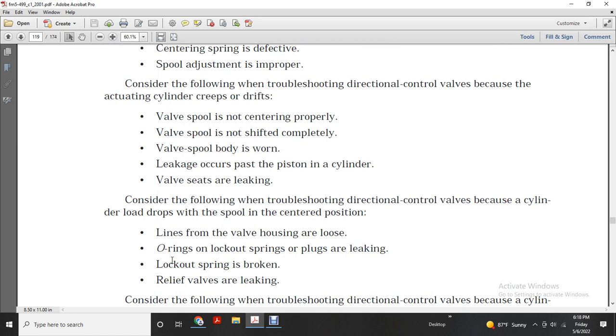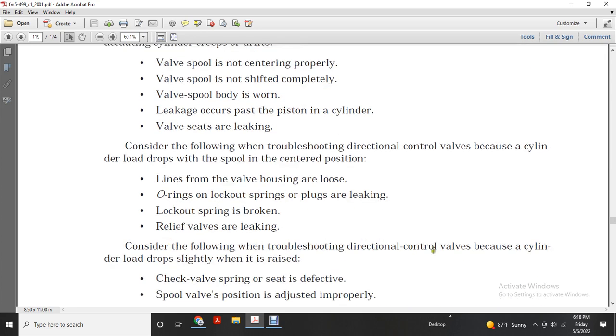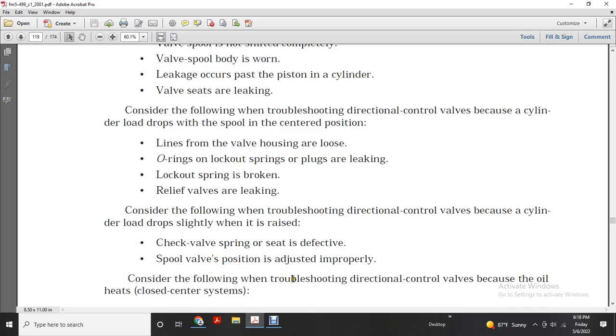Lines for the valve housing are loose. Oil rings are lockout. The spring plugs are leaking. Lockout springs are broken. The relief valves are leaking. Consider the following when troubleshooting the directional control valve because the cylinder load drops slightly when it is raised. Check the valve spring on the seat. The spool valve is defective, or the position is adjusted improperly.